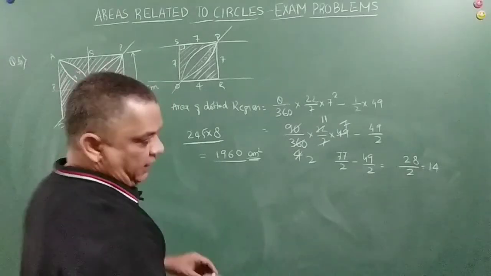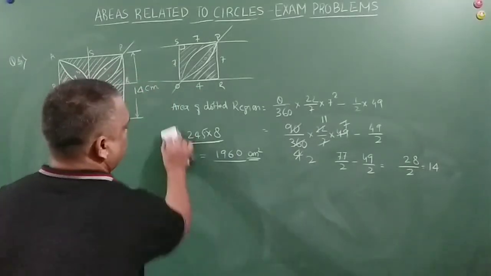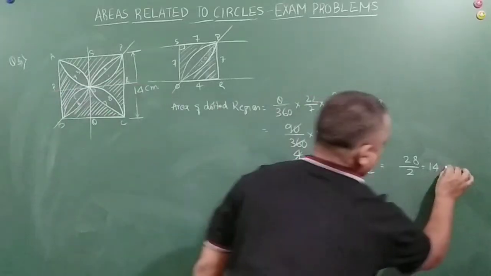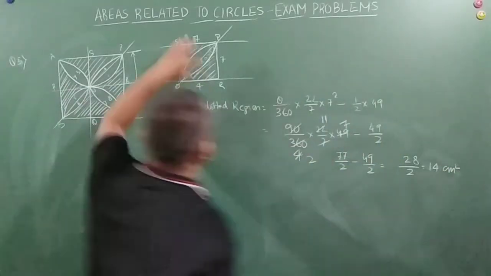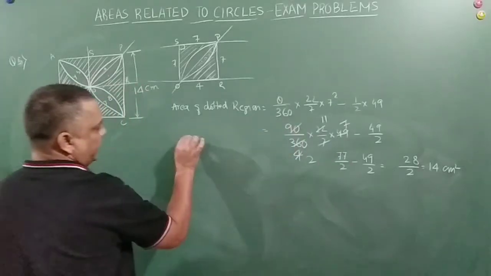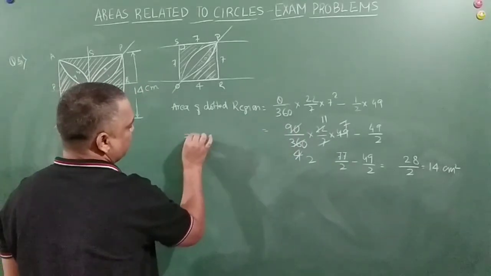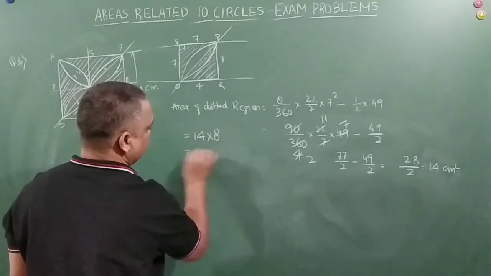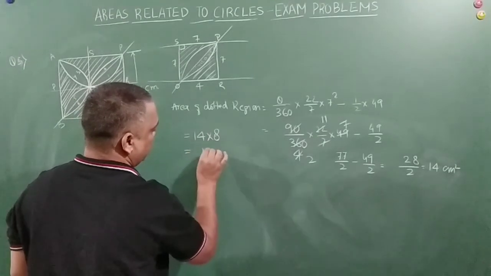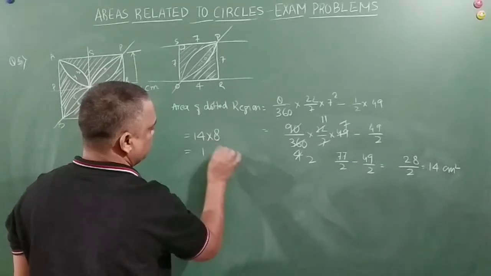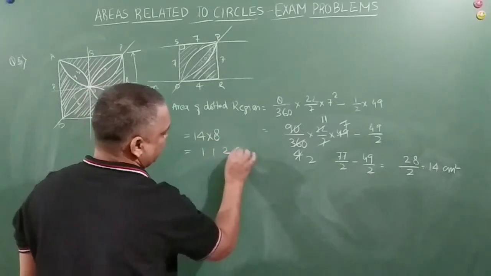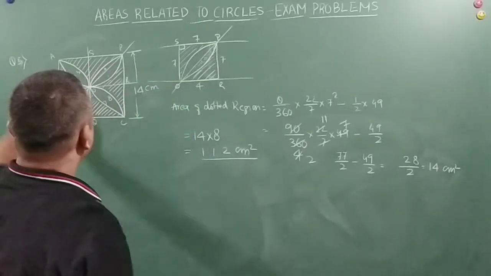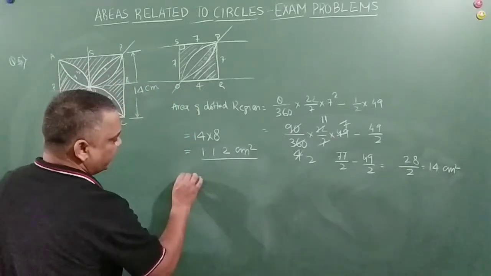So totally how many such dotted lines are there, friends? That is 8, right? So area of dotted lines will be equal to 14 into 8, right? Because 1 is 14. So 112 centimeter square, right? Now area of the total square will be equal to 14 into 14.